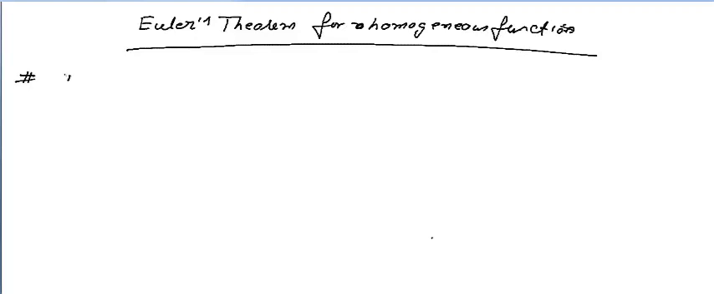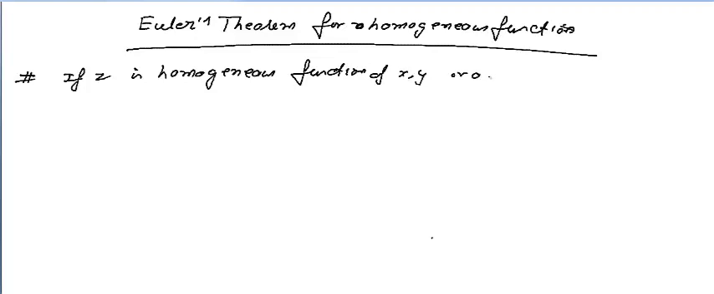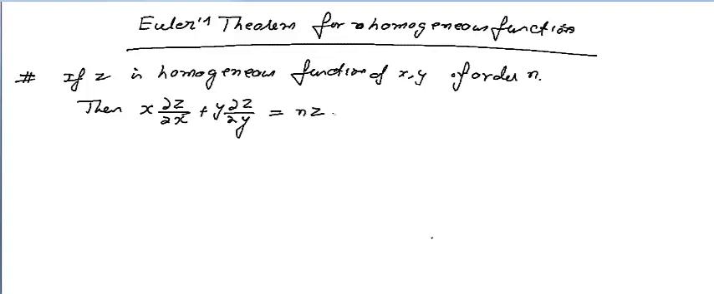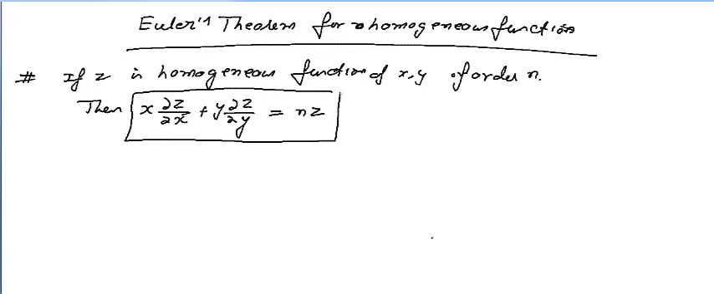If z is a homogeneous function of x and y of order n, meaning degree and order are the same thing here, then x ∂z/∂x + y ∂z/∂y = nz. And this is a very important result we will use to show such kinds of results.